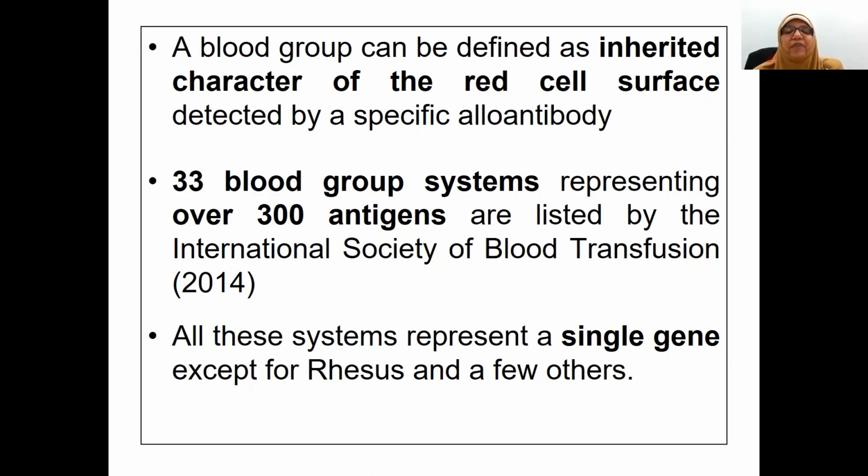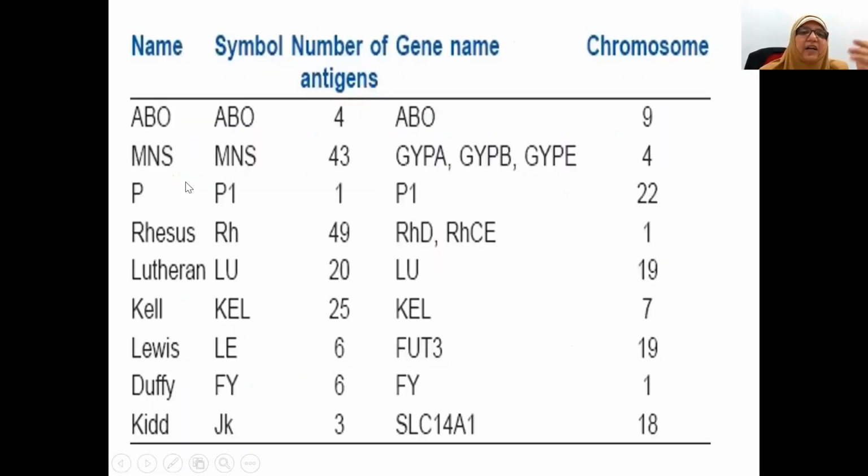All right. In fact, they are grouped into systems, and in each system you can have many. So the rhesus that you all know is just the D antigen, but actually there are about 49 rhesus antigens, so there are many. So leave the rest to us. All you have to know is the ABO and rhesus.